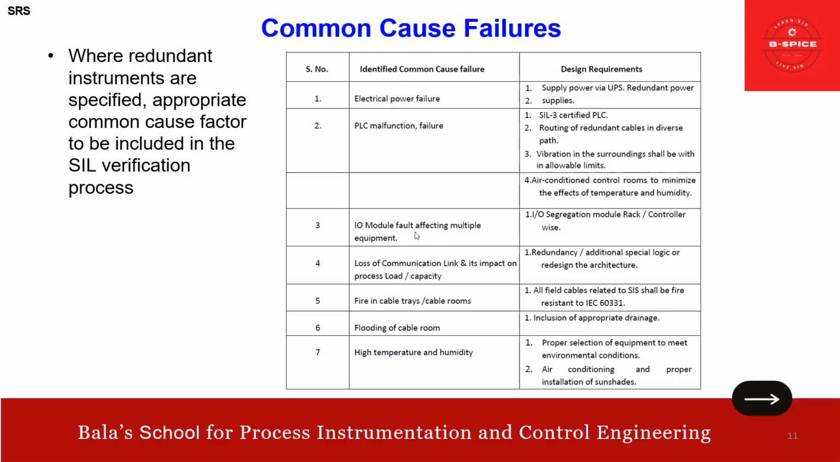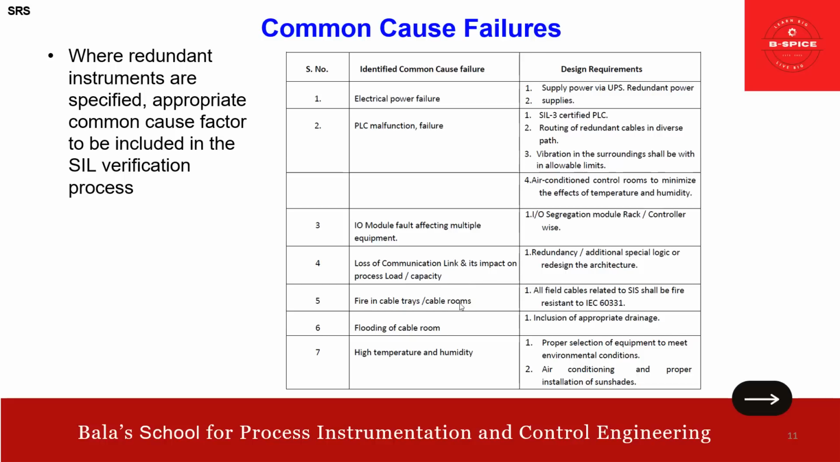Then IO module fault affecting multiple equipment. So we need to have IO segregation, controller wise. For example, you have pump A and pump B. Then one IO related to pump A, we can put in one module, and the other one we can put in the other module. Like that, we have to segregate. Then loss of communication link and impact. For that we have to go for redundancy or additional logic, to redesign the architecture.